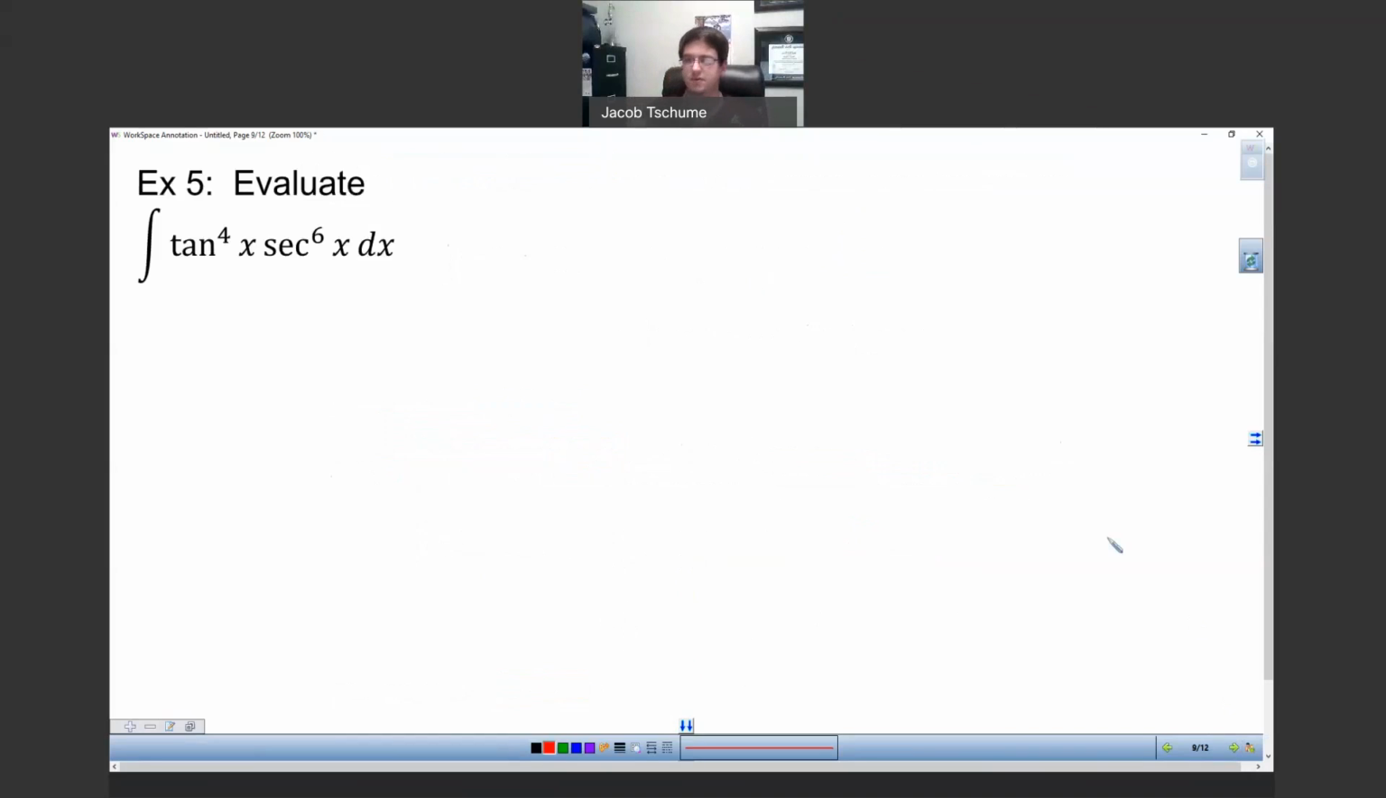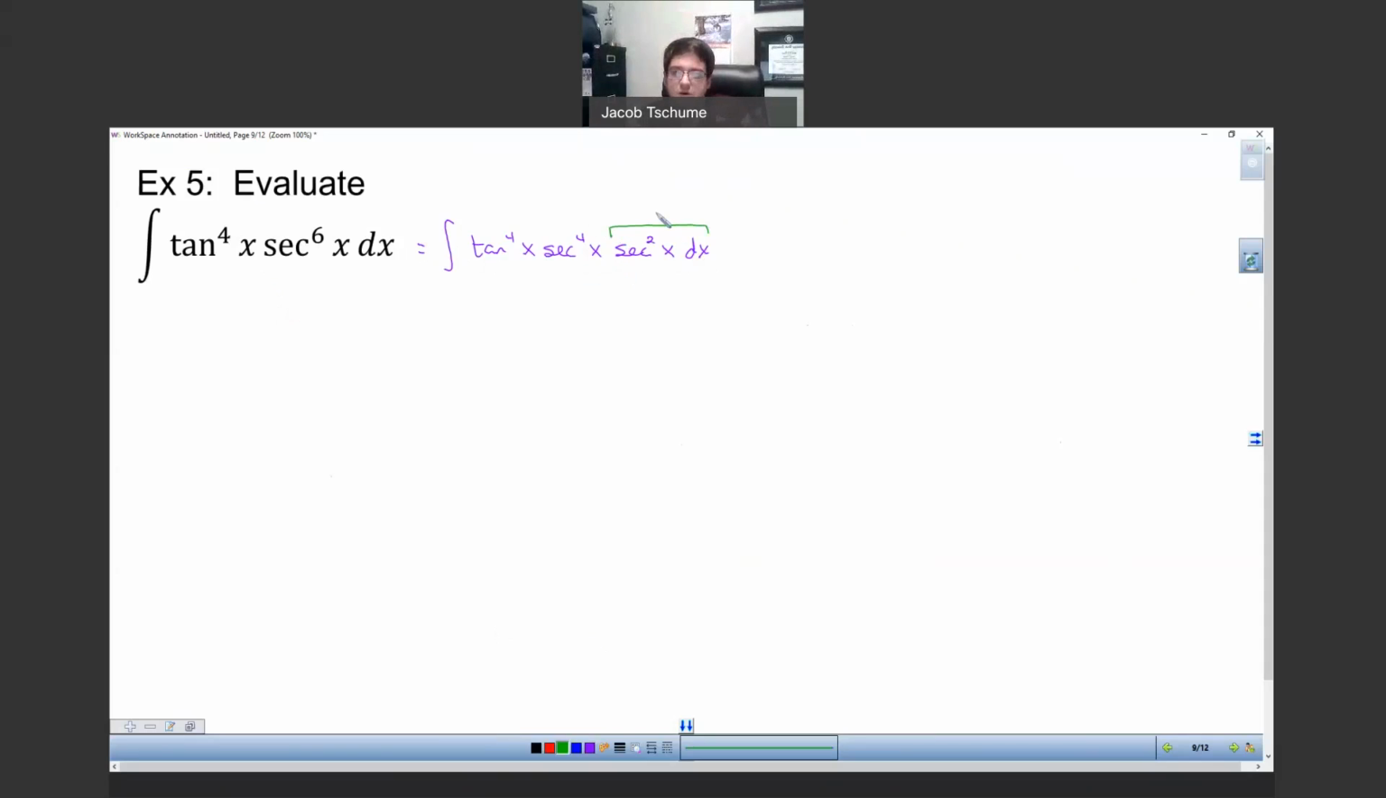So let's look at some examples of how to approach the strategies of secant times tangent. If you have the indefinite integral of tangent to the fourth times secant to the sixth, thinking over your two strategies, secant even, tangent odd, the only one that applies is secant being even. So when secant is an even power, our strategy tells us to break off two of your secants, and we can rewrite the last part as secant to the fourth times secant squared.